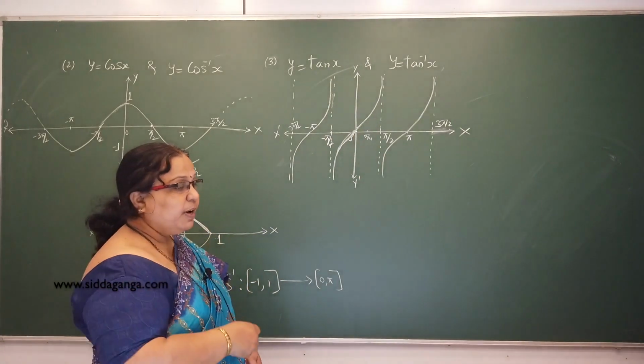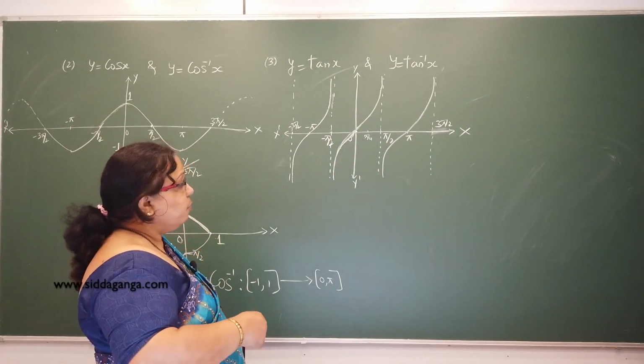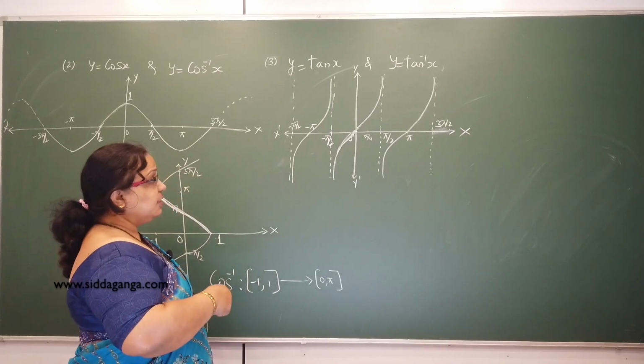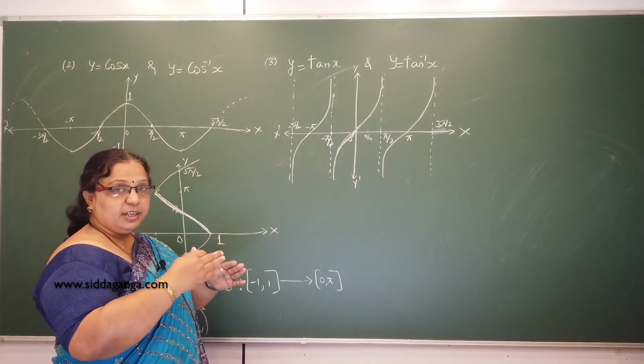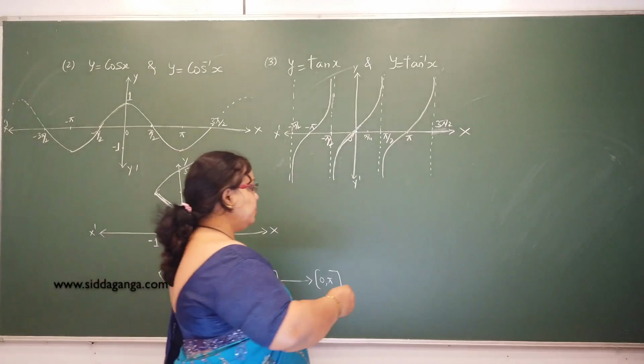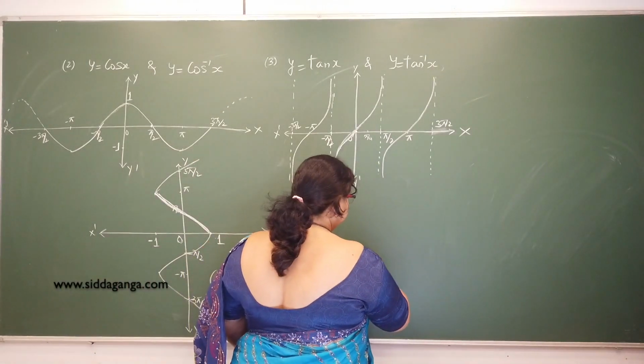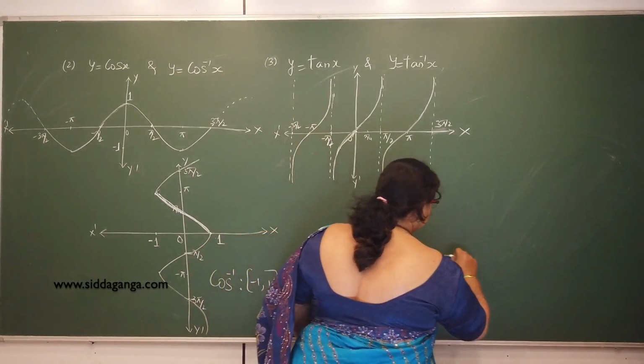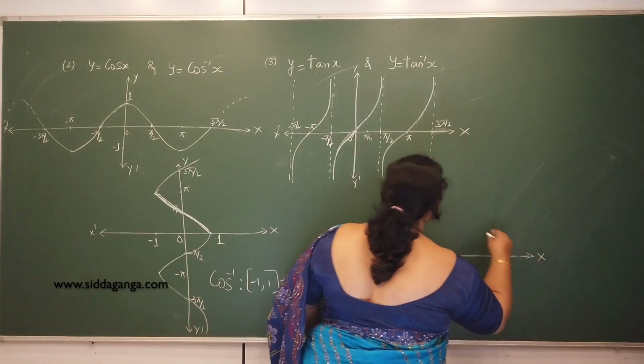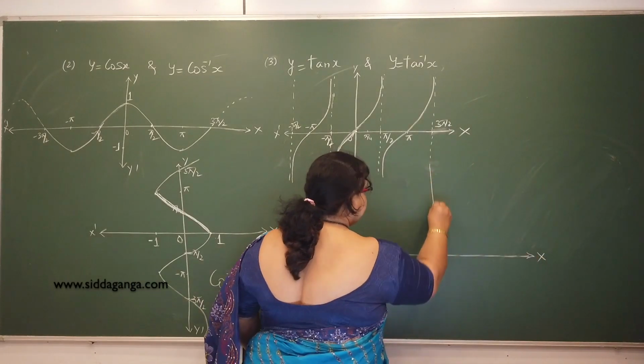So now we have to draw the graph of y equal to tan inverse function. That means we have to interchange the x and y axis. So now you take, you draw the x axis, and the y axis.